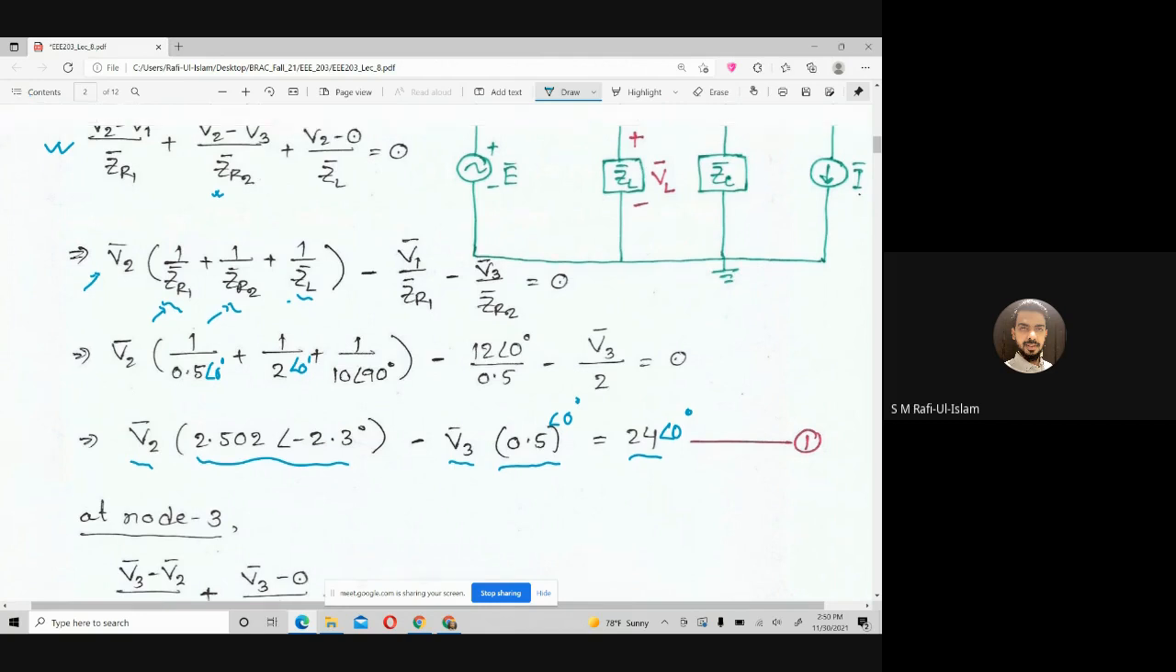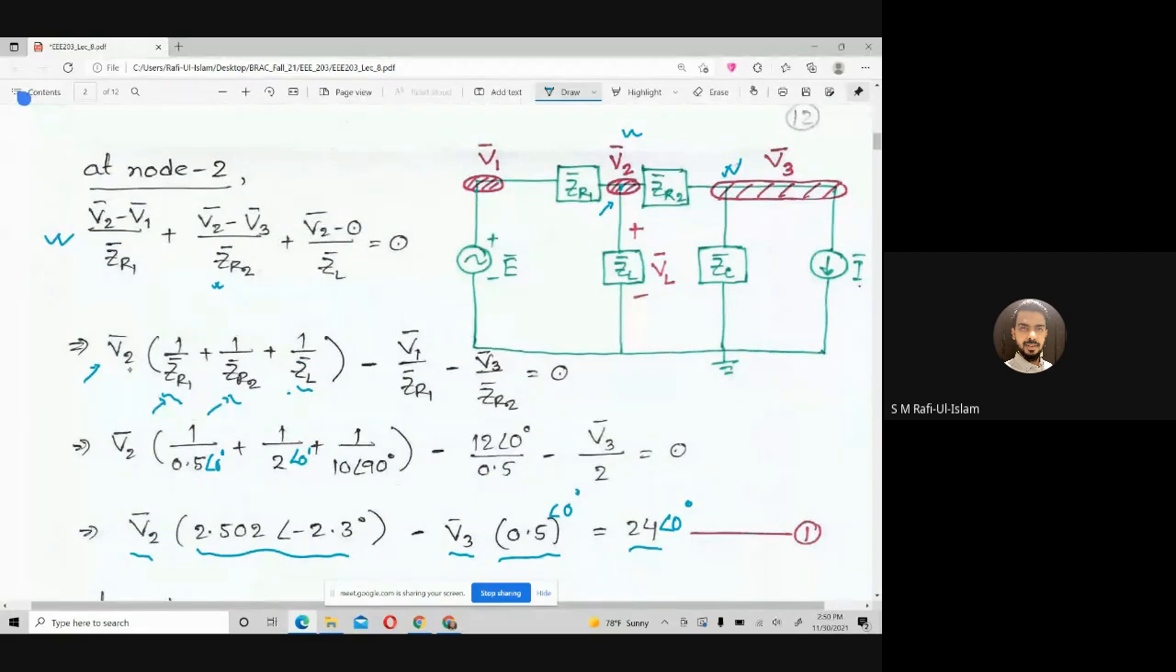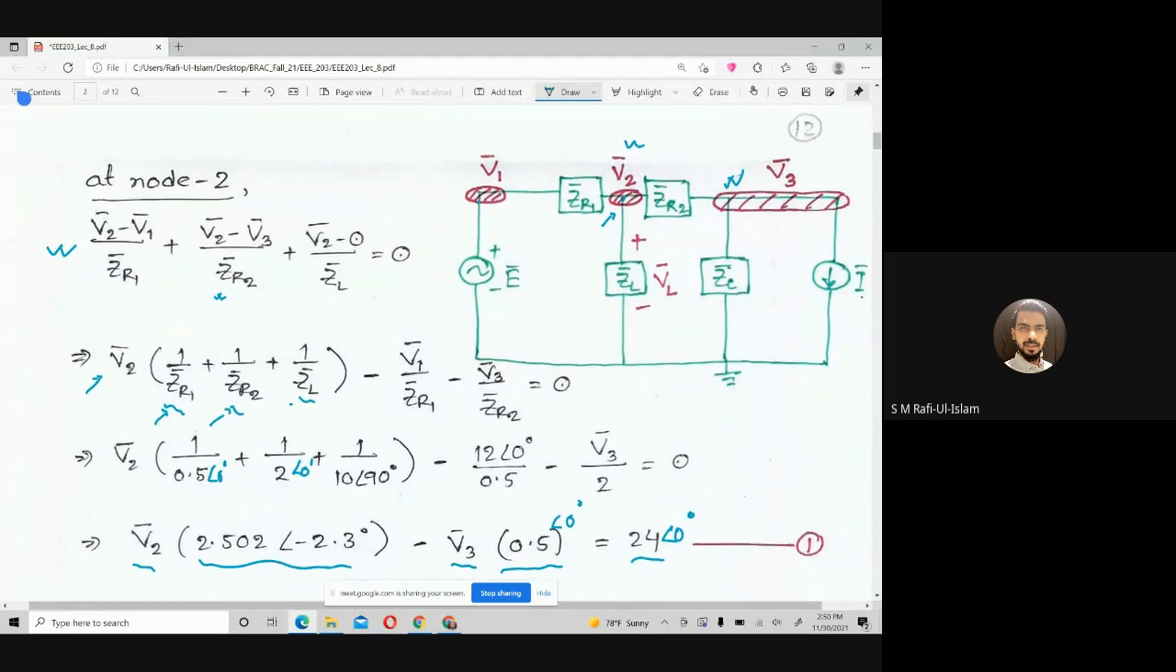So this is one of the cases, and then you'll be writing KCL at node 3. At node 3, how many branches are there? 1, 2, 3. So three components are connected. If I apply KCL here, v3 minus v2 divided by zr2, then along this branch v3 minus 0 divided by zc, and then this one, since this is a current source, we don't need to write v divided by r. I need current, so I will just write down I.